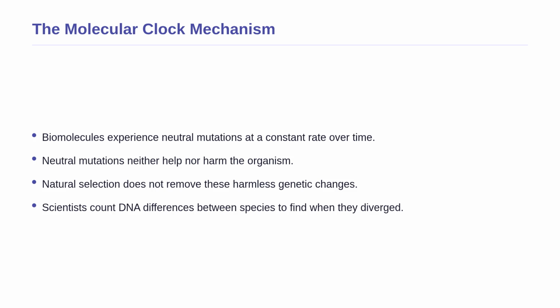Now that we have our notebook analogy, let us look at the actual biological mechanism behind the molecular clock. At its core, this technique relies on the observation that certain biomolecules, like DNA sequences, experience neutral mutations at a constant rate over geological time. A neutral mutation is simply a change in the genetic code that neither helps nor harms the organism. Because it is harmless, natural selection does not weed it out. These changes pile up steadily, like a ticking metronome. By comparing the DNA of two living species and counting the number of differences between them, scientists can mathematically trace back the branches of the evolutionary tree to find out exactly when those two species split apart.